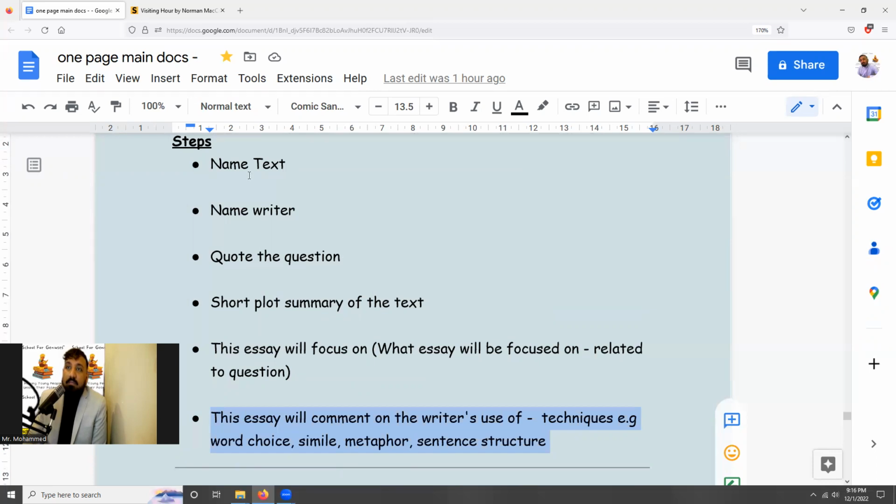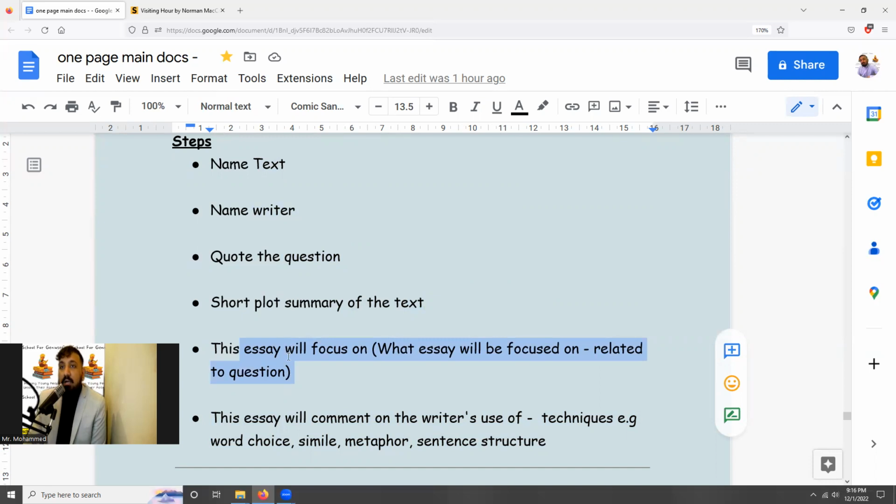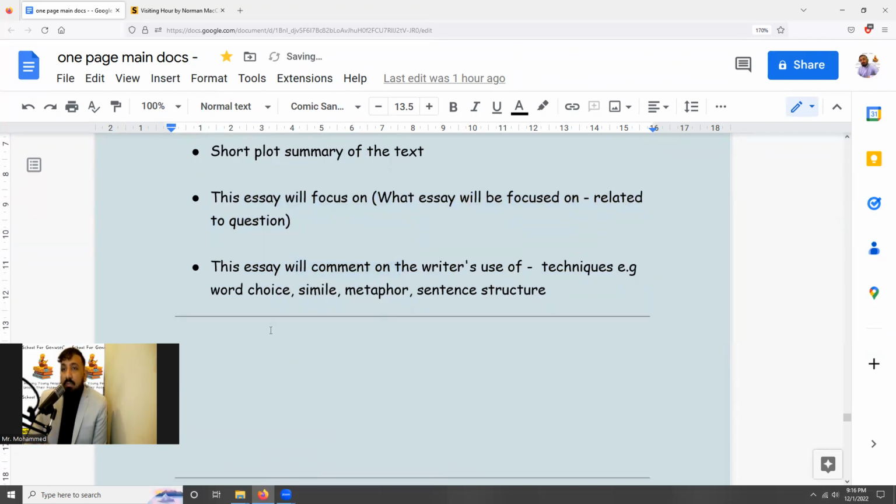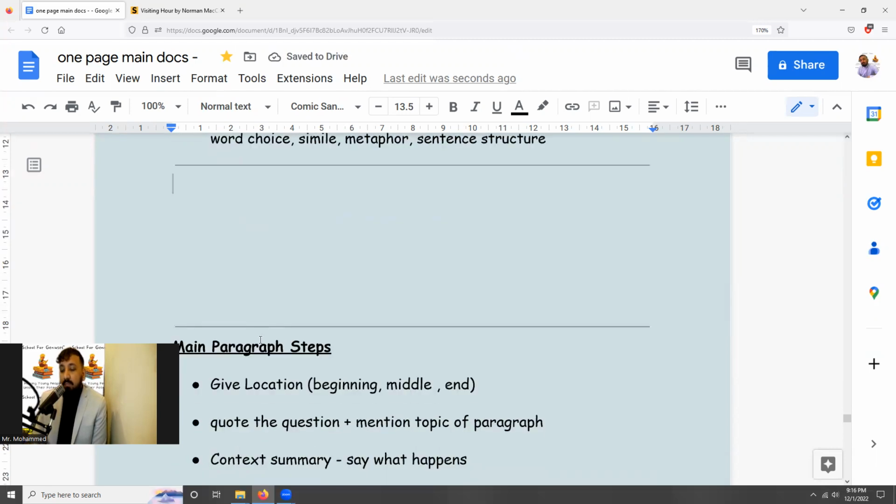Okay, so again, name the text, name the writer, quote the question, give a little summary of the text, say what the essay is going to specifically focus on in terms of tying it to how you're going to answer the question, the specific focus, and then just laying out what techniques you're going to focus on. Okay, now what we're going to do is go ahead and write an introduction.